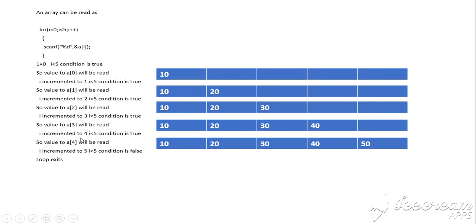Again, i is incremented to 4 and 4 is less than 5. The condition is true, so in the last case, the fourth element is read. And what happens to i? i gets incremented to 5 and 5 is less than 5, so the condition is false. The loop exits. In this way, an array can be read.